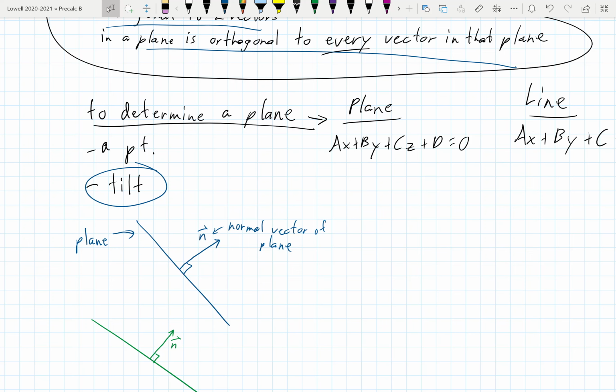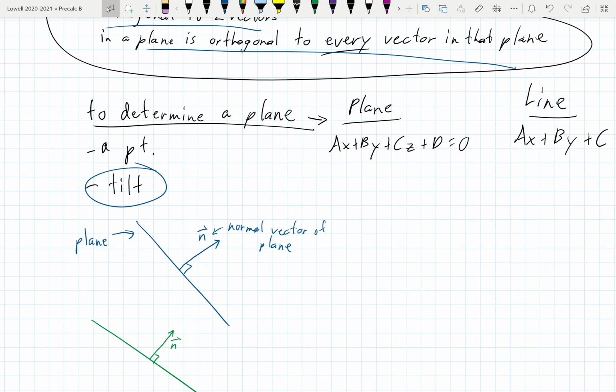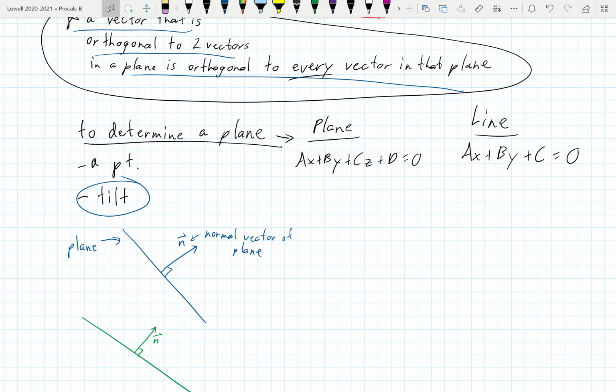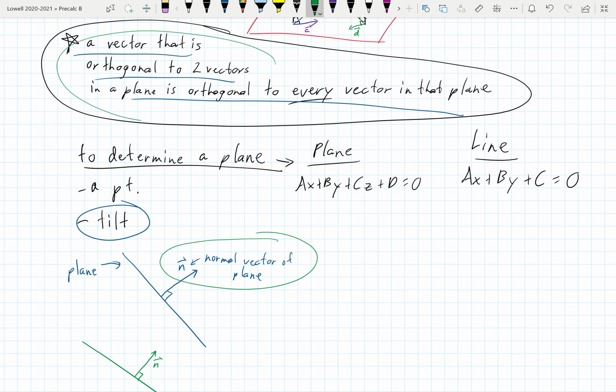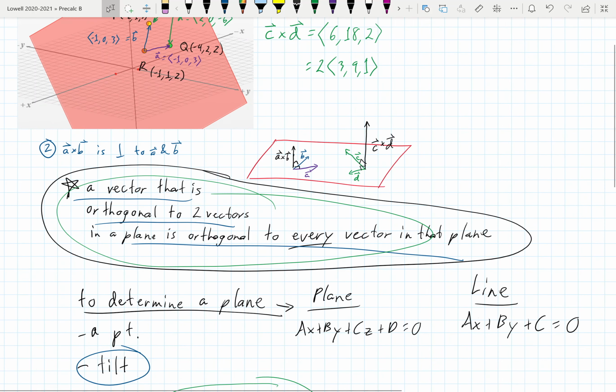So how does this help? Well, this is how we can figure out the equation of a plane. We're going to combine these ideas here. We're going to use the fact that the normal vector of the plane affects the way it's tilted. And we're also going to use the fact that the vector is perpendicular to every single vector in the plane. So how do we do that? We're going to use this particular example, right?